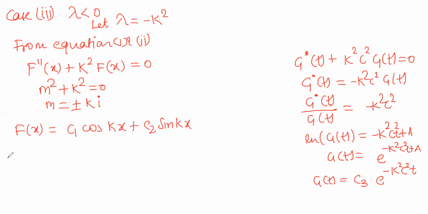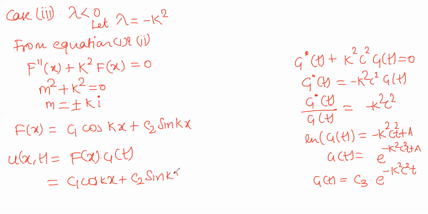Now let us write the solution. So u of x,t is nothing but f of x into g of t. So what is my f of x? It is c1 cos kx plus c2 sine kx, and then I have c3 times e power minus k square c square t. Okay, so I'm happy so far. This part is okay. And now comes the real thing.